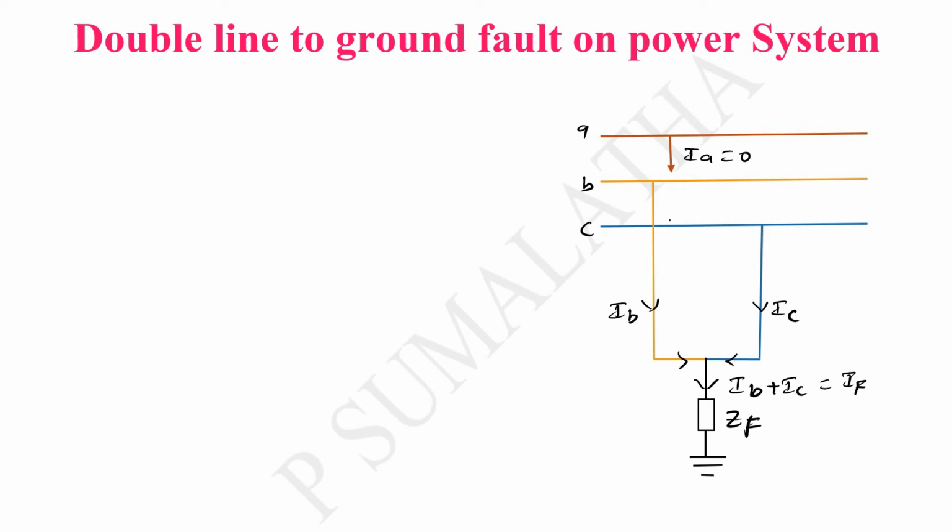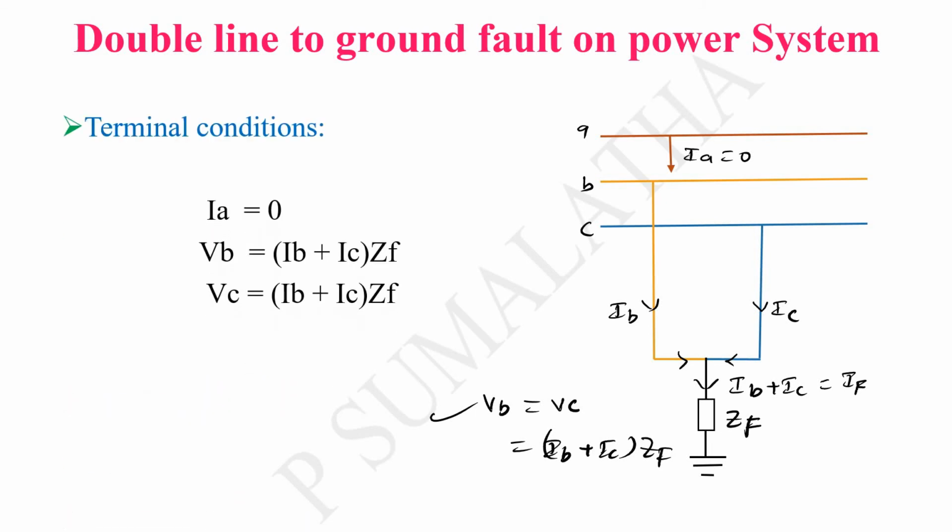Now what is the equation here? These two are dead short circuited, they have come into parallel condition. So VB is equal to VC, that is equal to IF into ZF. So VB is equal to VC, that is equal to IB plus IC into ZF. These two can be considered as two conditions: VB is equal to IB plus IC into ZF, and VC is equal to IB plus IC into ZF. Another condition is IA equal to 0. Therefore, the terminal conditions are IA equal to 0, VB equal to IB plus IC into ZF, and VC equal to IB plus IC into ZF.